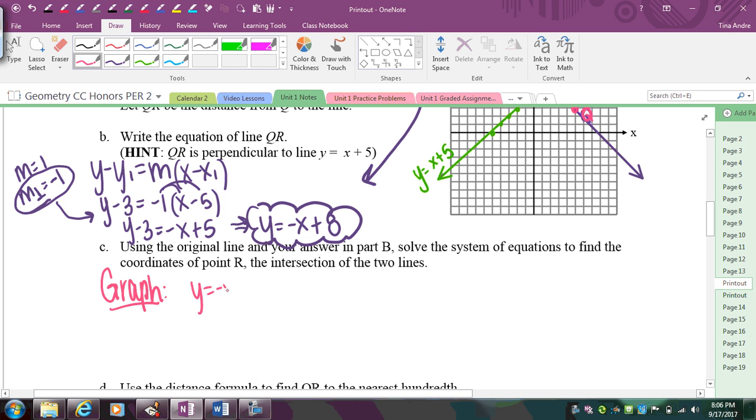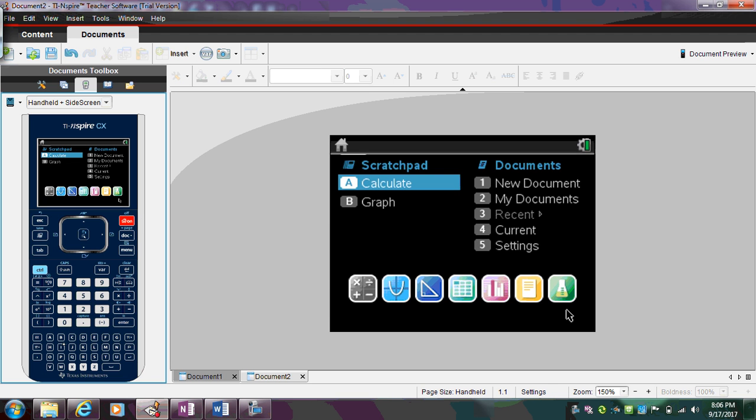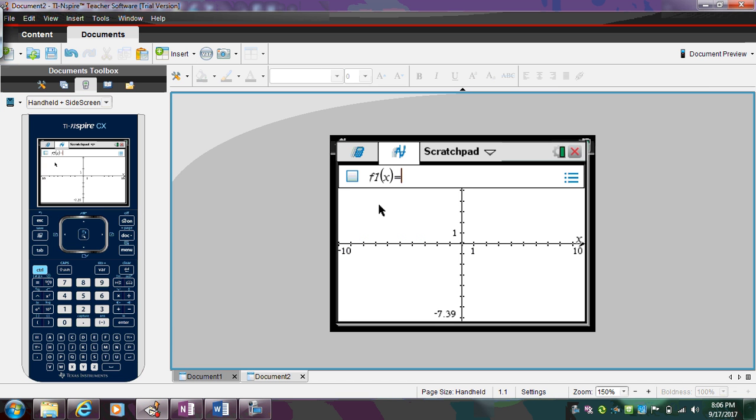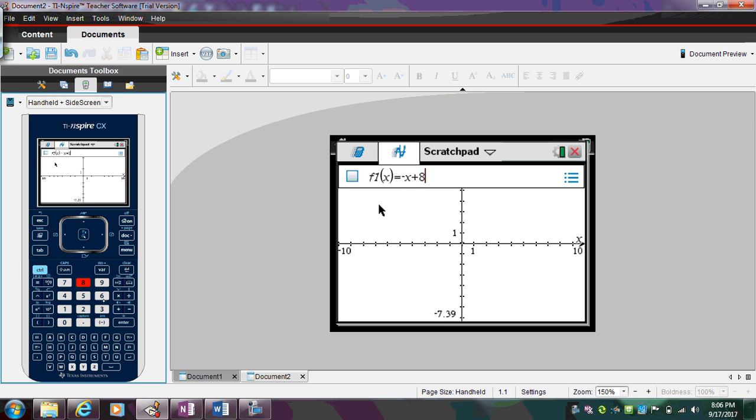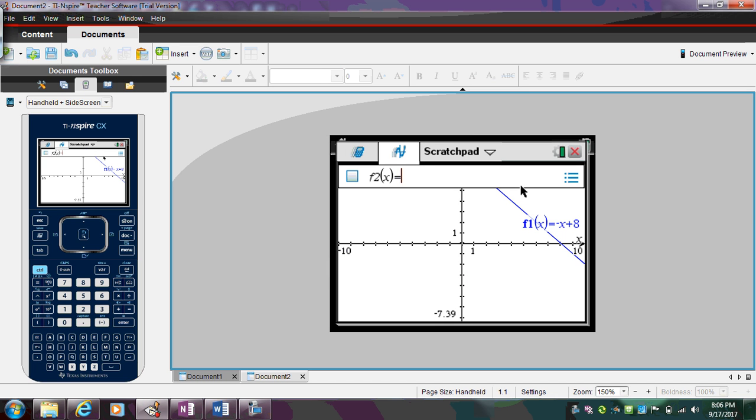So I'm going to go ahead and graph y equals negative x plus 8 and my original, y equals x plus 5, and I want to find the solution. So let's look at that on the calculator. I'm going to my home screen, go down to the graph, and we're going to type in the first one. So I had negative x plus 8. Hit enter. And then we're going to type in the second one, which is x plus 5.